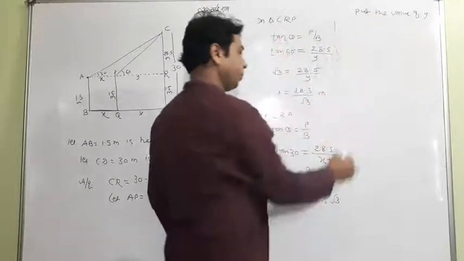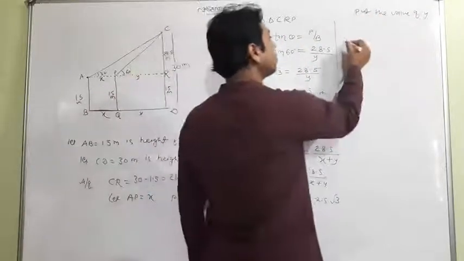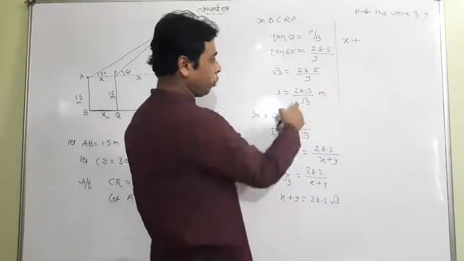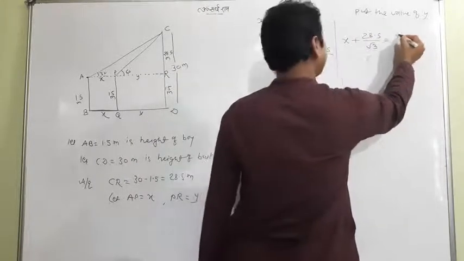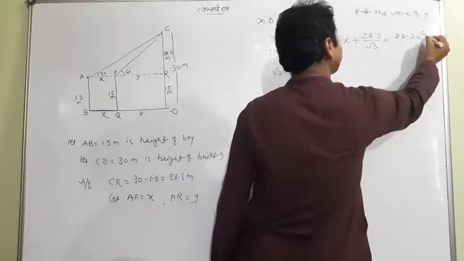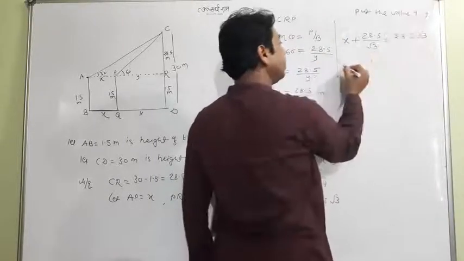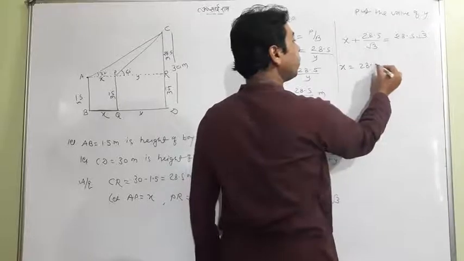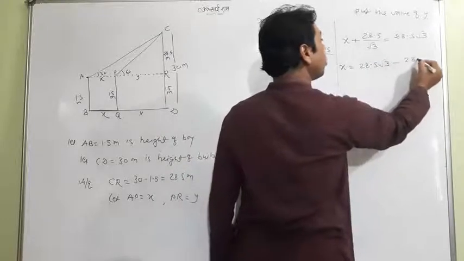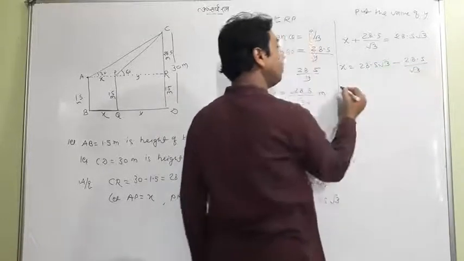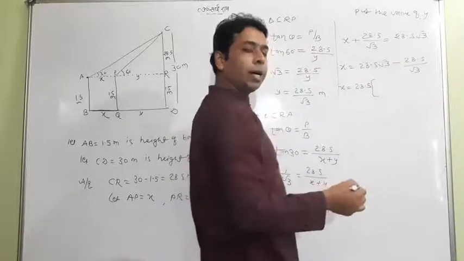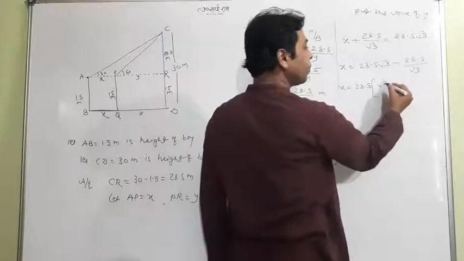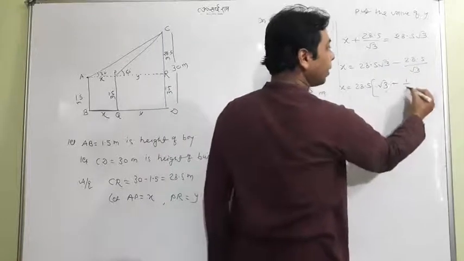What we will get? We will get x plus, instead of y, we will put 28.5 upon root 3, is equal to 28.5 into root 3. Now I transfer that to the other side only. x is equal to 28.5 root 3 minus 28.5 upon root 3. What we will do? We will take out 28.5 common. What we will have? Root 3 minus 1 by root 3.